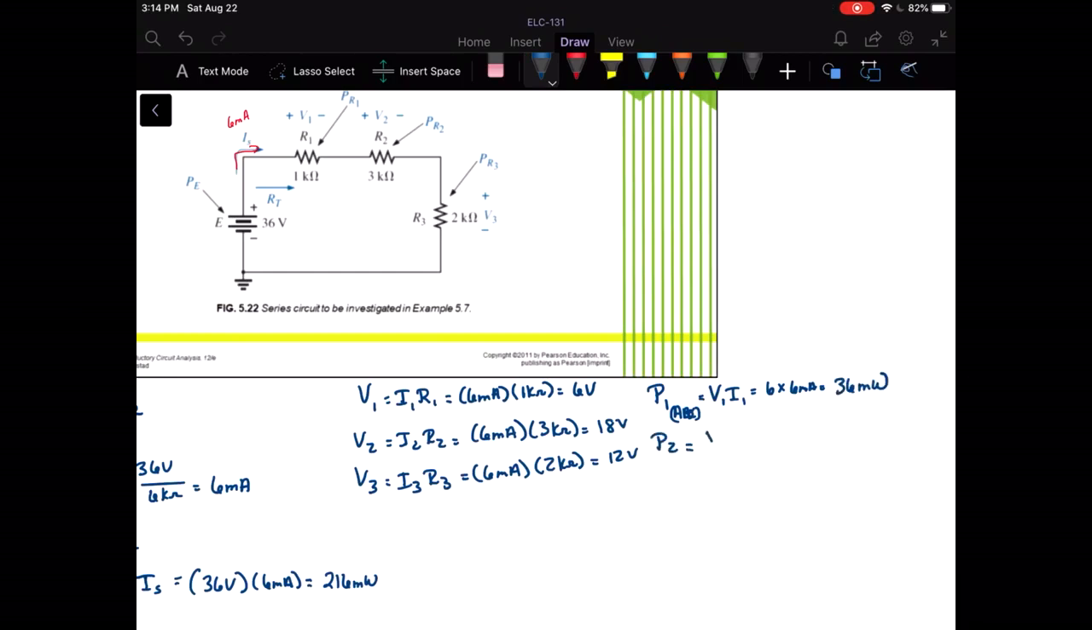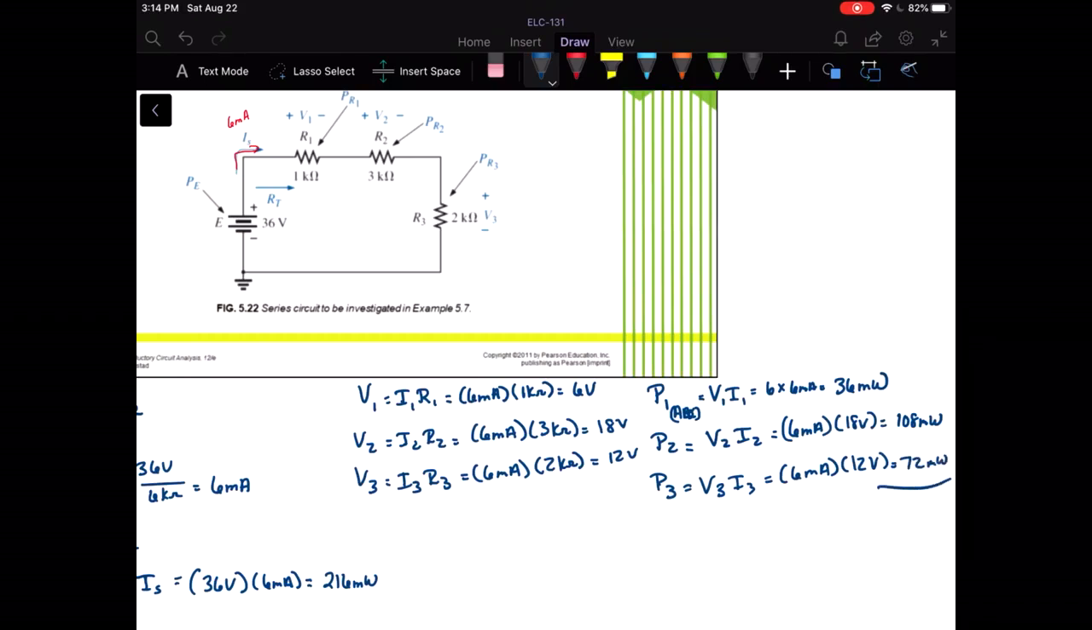P2 is the voltage drop across R2 times the current through R2. So we've got our 6 milliamps there times 18 volts. So that's about 108 milliwatts. And then P3 is V3I3, where we've got our 6 milliamps this time times 12 volts, which should be 72 milliwatts.